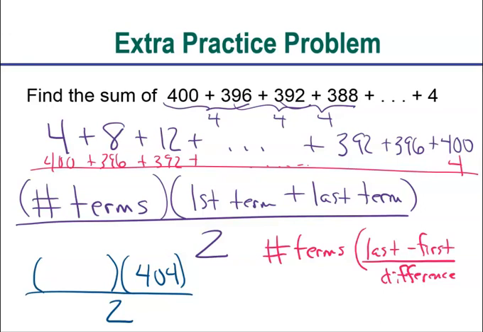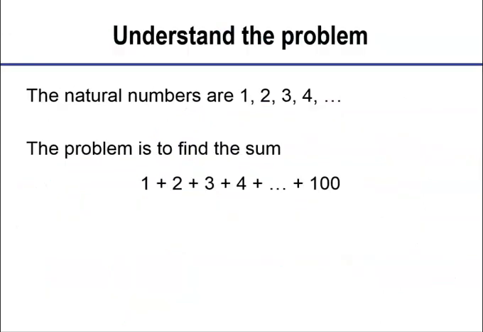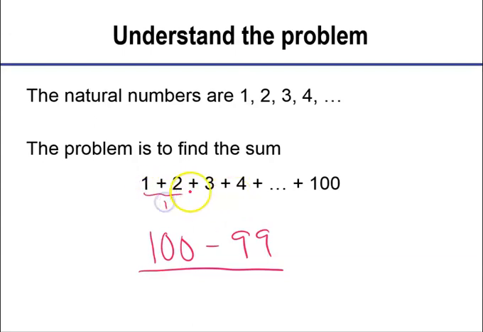Way back in our first problem, our first Gauss problem, right here. I just suggested you take the last minus the first. If we did that here, that would be 100 minus 99 divided by the difference between your sums. Well, there's only 1 between here. In other words, 2 minus 1 is 1. There's only 1 between there. There's only 1 between there. So we would divide by 1.